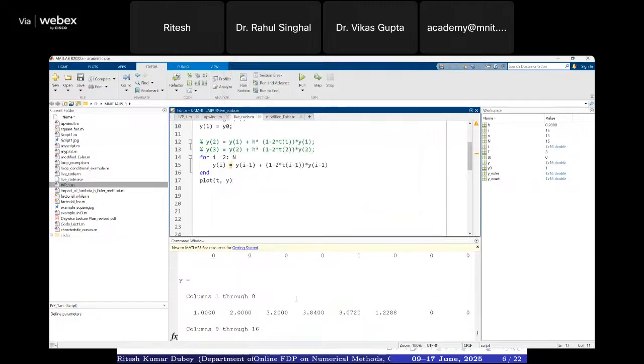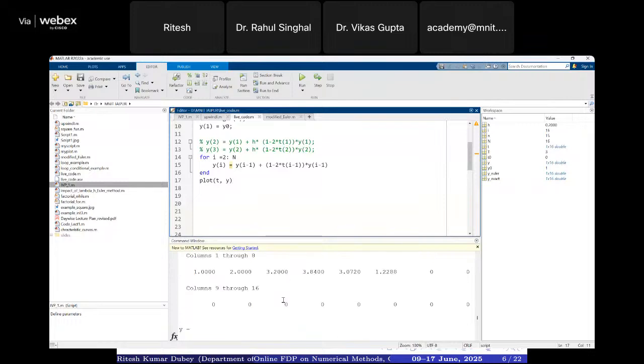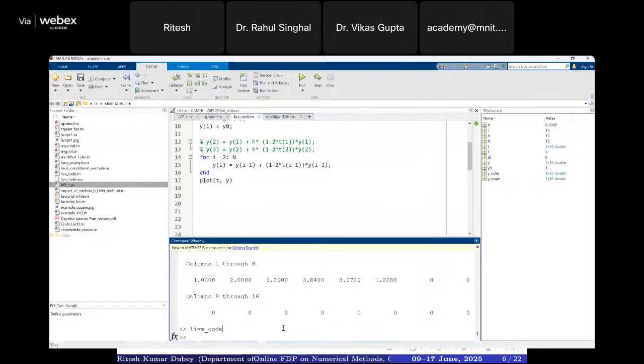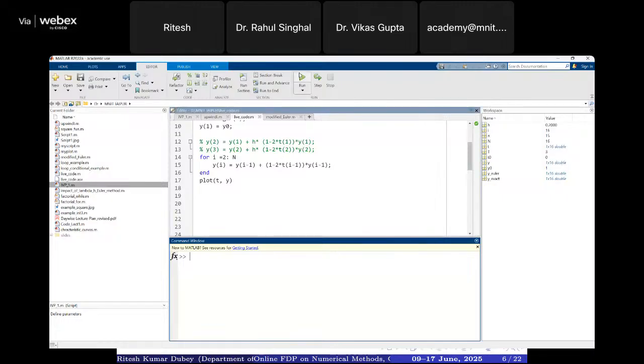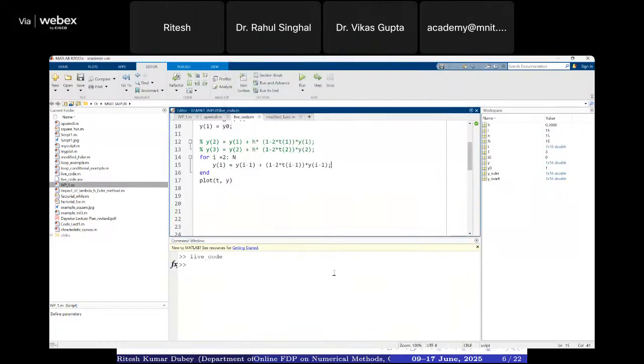First, we want to suppress this calculation of y from showing all the time. Yesterday I mentioned how we can suppress the output: we can do it by putting a semicolon. Now let me first clear my command window and run it. I get the plot, but nothing comes on the command window, no output.